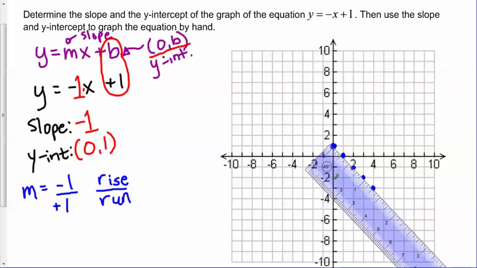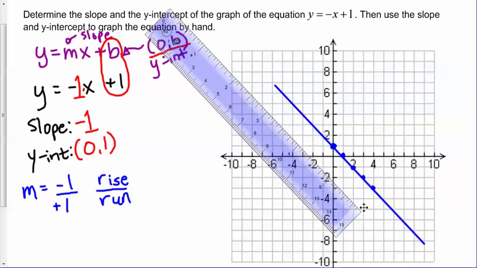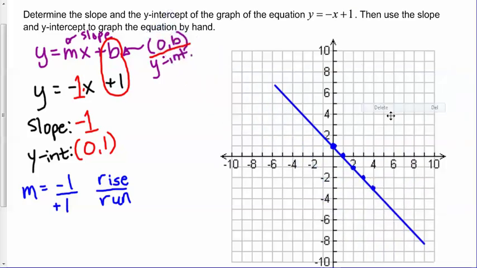I'm going to come back and grab my pencil, and I'm going to give myself a nice straight line through those points and even beyond. Now I'm done with the straight edge, so let's get rid of that. And I want to finish up by putting arrows at each end of my line because that's going to show that this graph continues beyond where my pencil stops. It continues going up this way forever to the left and down this way forever to the right. So there's the graph of the equation y equals negative x plus 1.